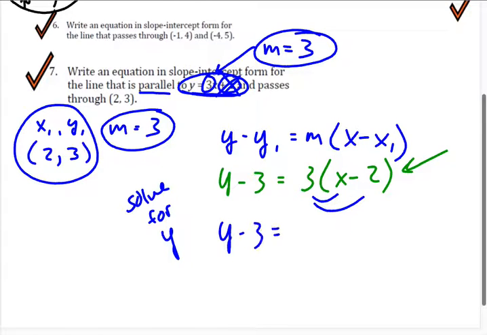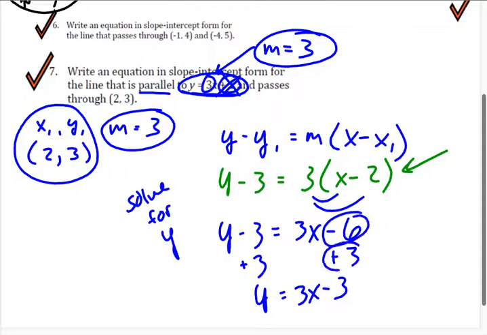y minus 3 equals 3x minus 6. Add 3 to both sides. y equals 3x, in this case, minus 3. Negative 6 plus positive 3 is negative 3. And we're good.